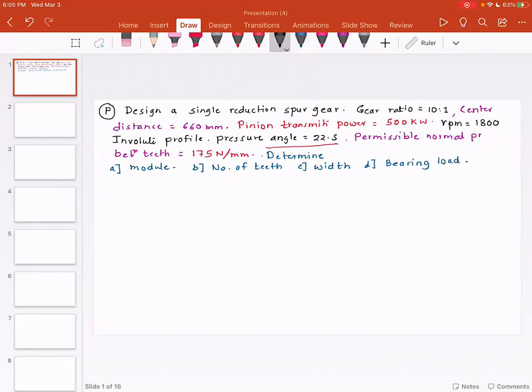So let's try to understand how this gear pair looks schematically. You have this large gear, and then we have this small pinion. So clearly the large gear is 10 times the pinion. I'm going to call this the radius of gear, and I'm going to call this the radius of pinion. Now the gear ratio is 10.